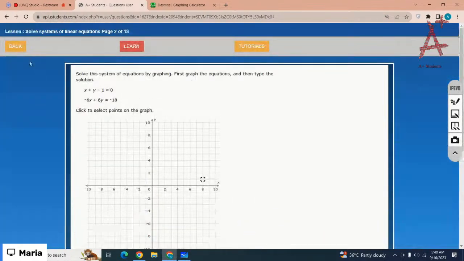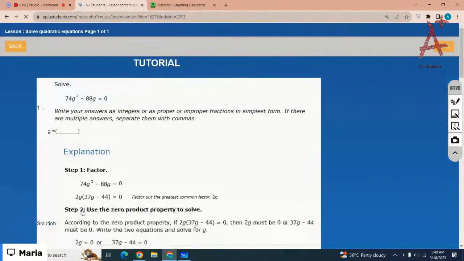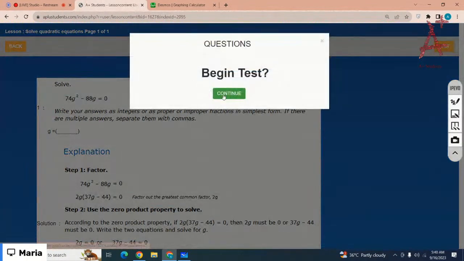Okay, let's go through the next one, that is quadratic. Solve quadratic equations, because we have already done some of the examples. So let's just do solve quadratic equations. Okay, let's start with the practice questions.